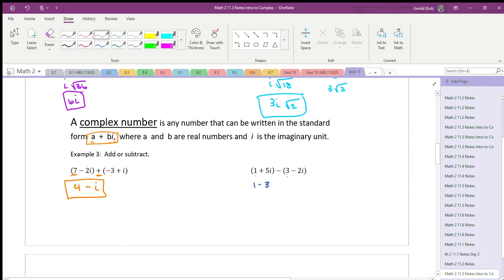If you want, you could even just write it like this, reorder it so the like terms are together. So 1 minus 3, and then we have a plus 5i minus a negative 2i. But when we have two minuses in a row, that turns into a plus. So 1 minus 3 is negative 2. 5i plus 2i is 7i. So negative 2 plus 7i would be our answer.